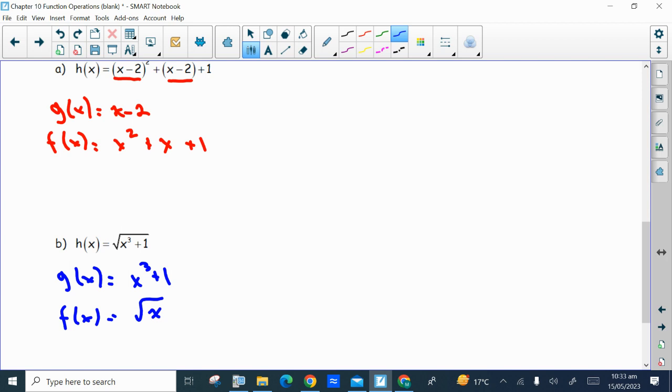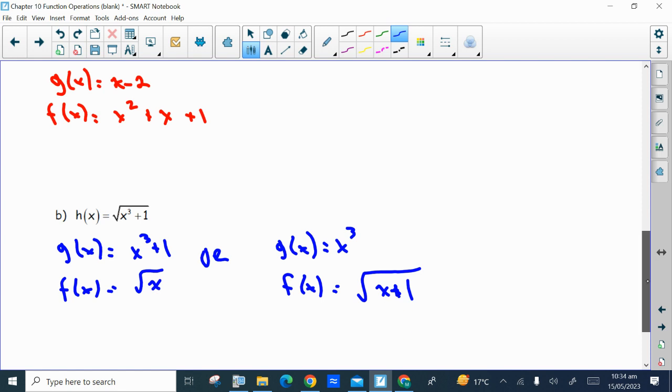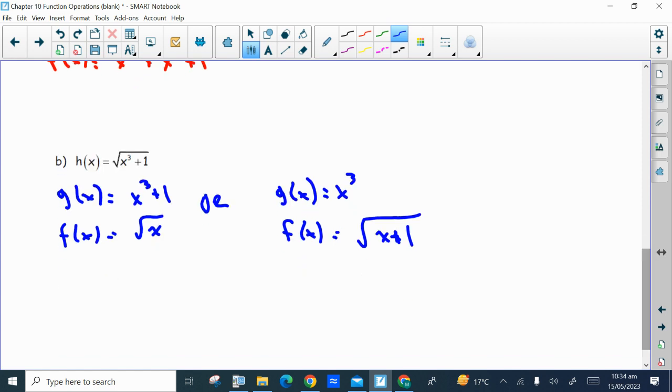So that's one possibility. Here's another one though. We could say that g at x equals x cubed, and therefore f at x would be the root of x plus 1. If you take g and embed it into f, you replace the variable in f, replace that x with g, you'll get the root of x cubed plus 1, which is what h is. So both of these answers would work. And again, there's not really any work that you can show to get them. It's just basically doing it by inspection.